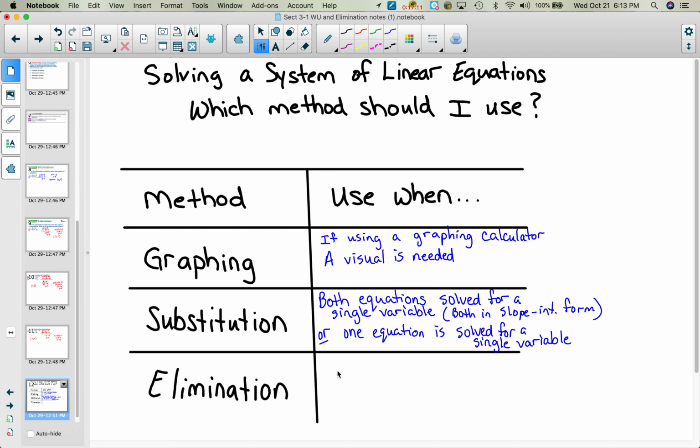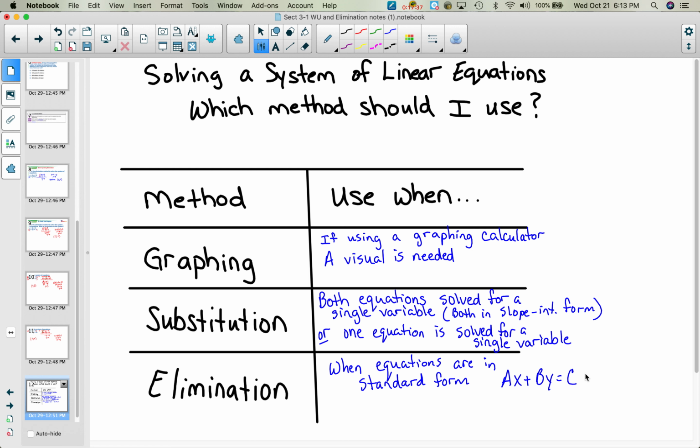When do I use elimination? When equations are in standard form. And remember, standard form looks like ax plus by equals c.